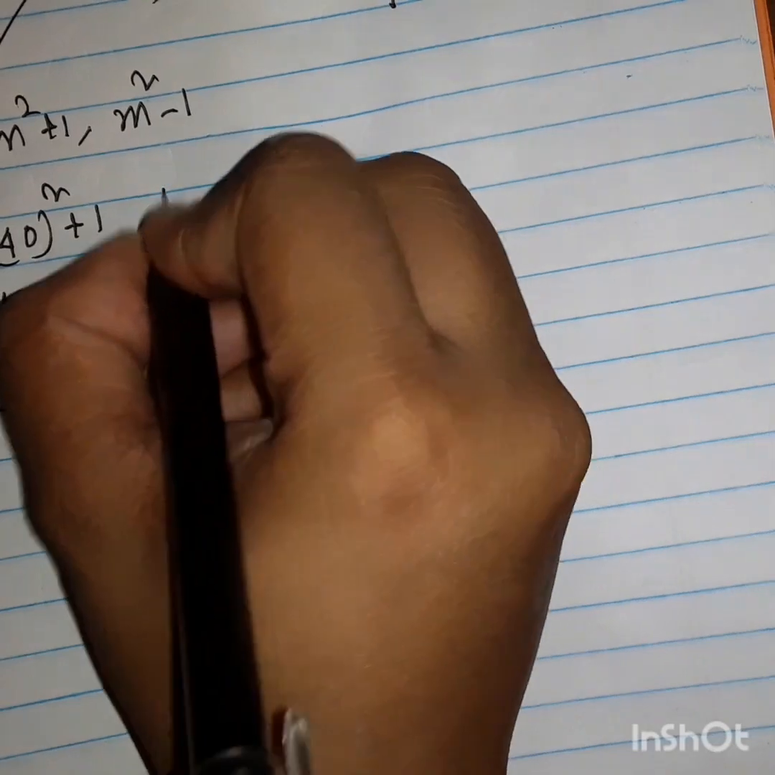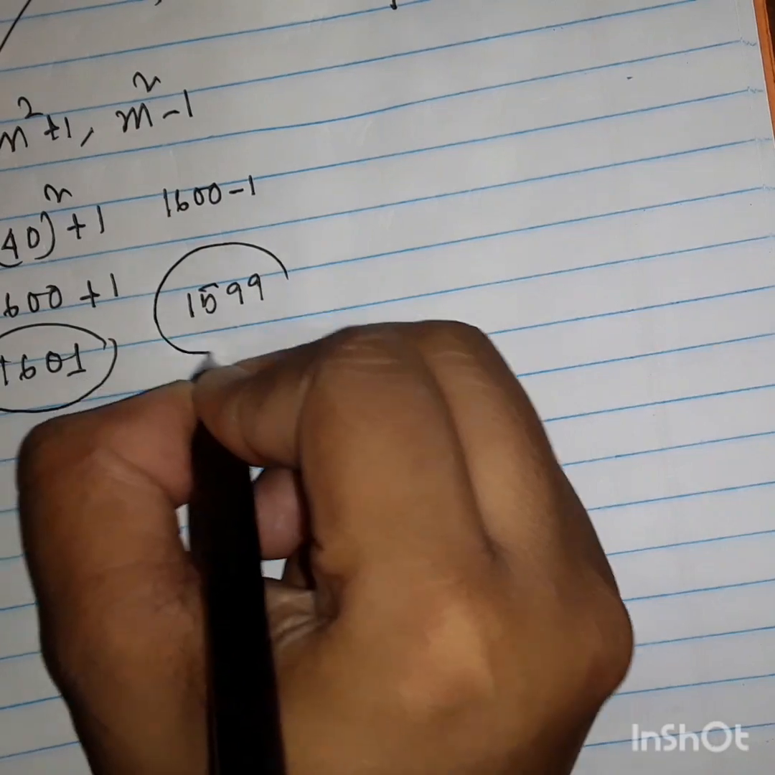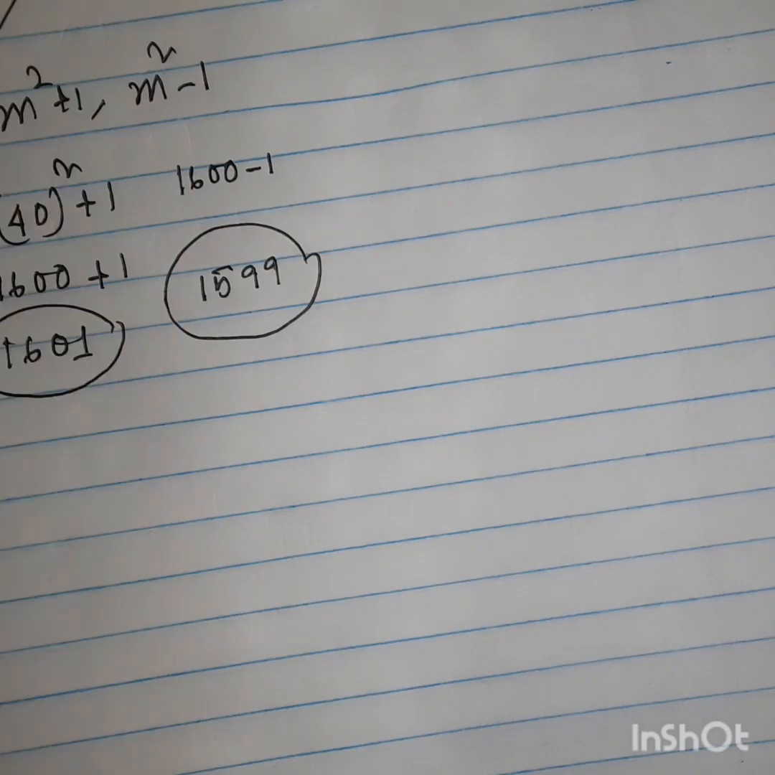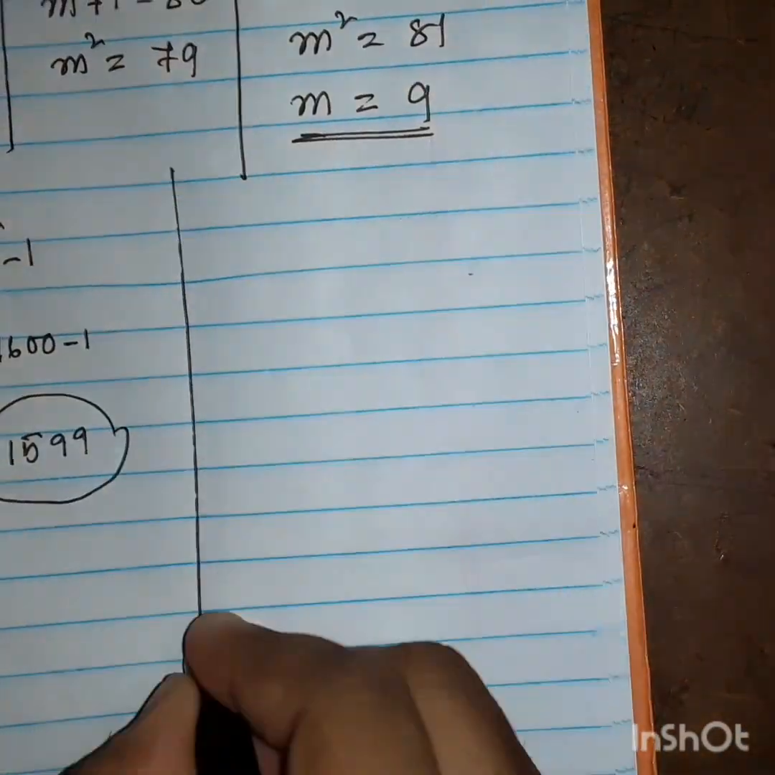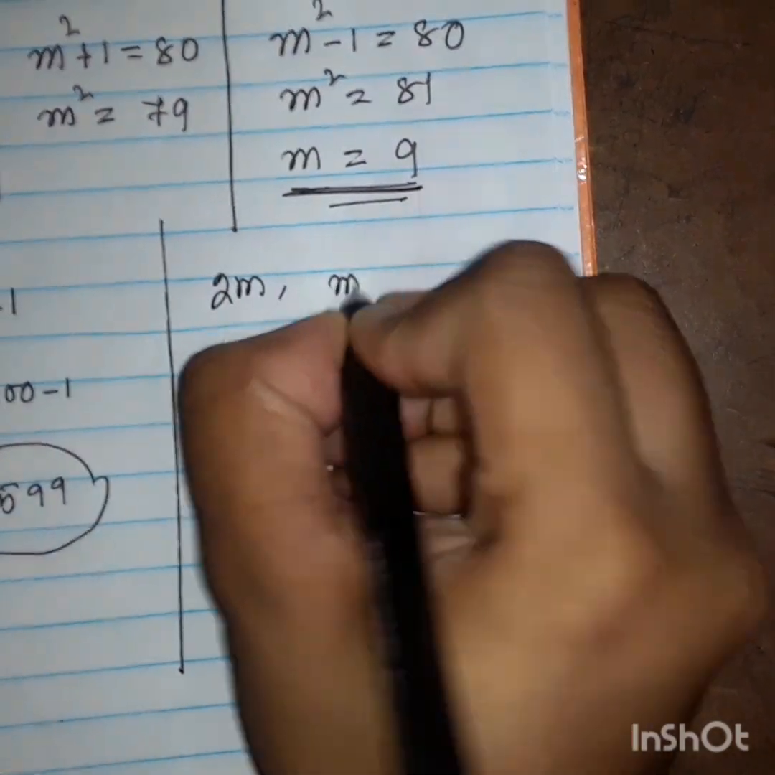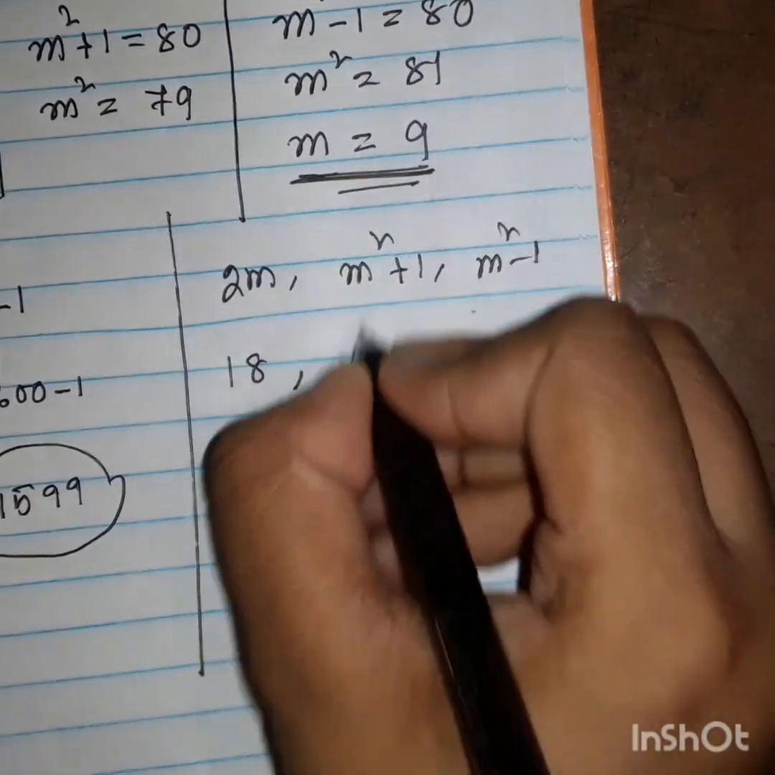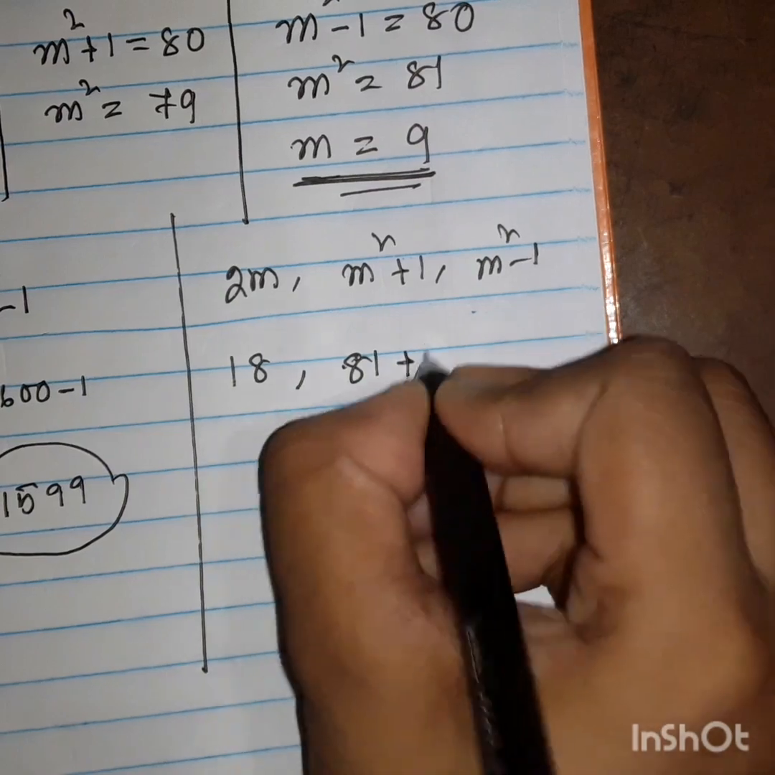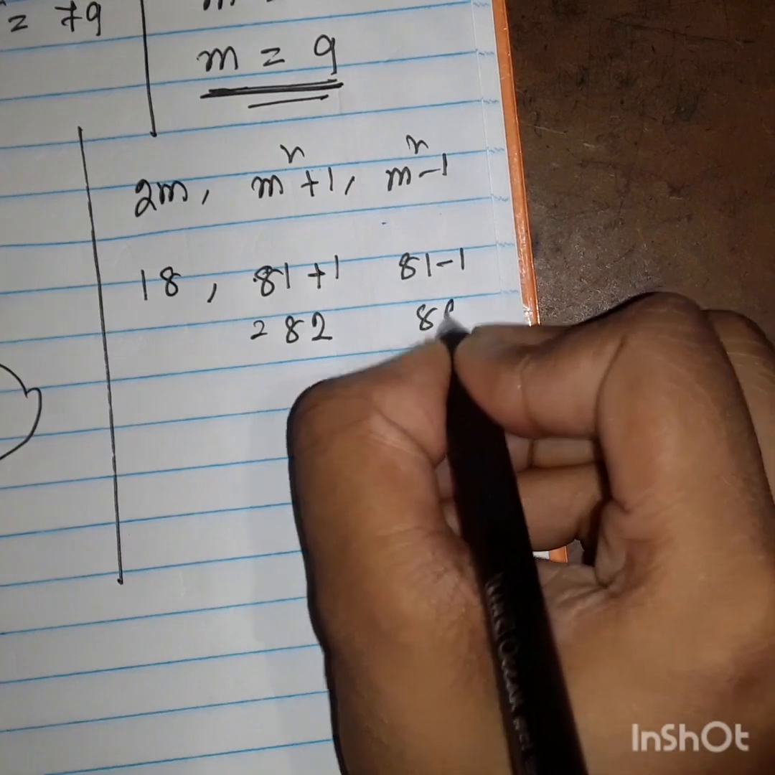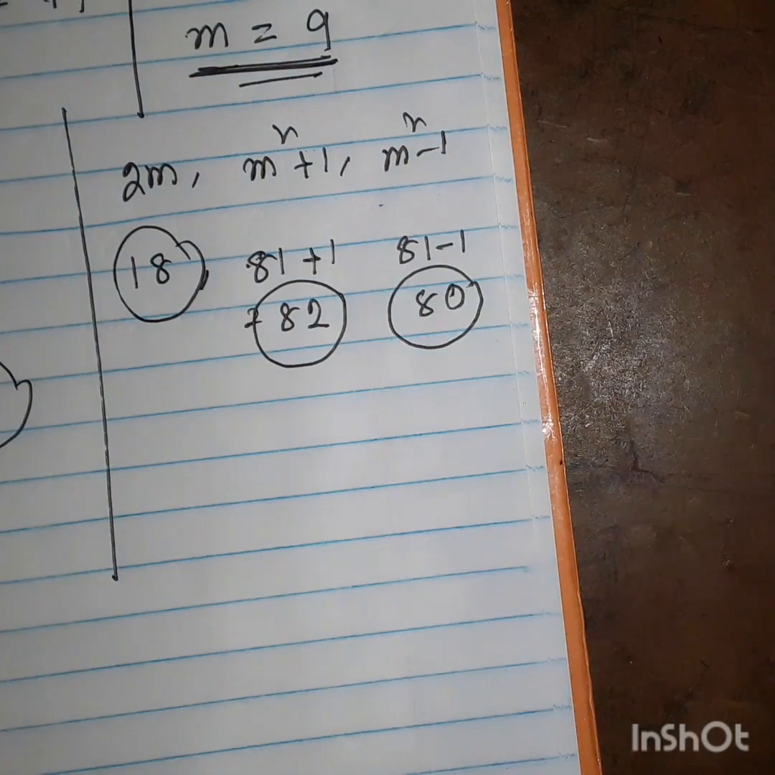And for m square minus 1 we have 1600 minus 1, that is 1599. Then these three numbers of a set must be a Pythagorean triplet as well. If I have m equal to 9, then the numbers of this set will be 2m, that is 18. Next, m square plus 1 means 81 plus 1, that is 82. And the third one is 81 minus 1, that is 80. These three numbers of a set will also be a Pythagorean triplet.